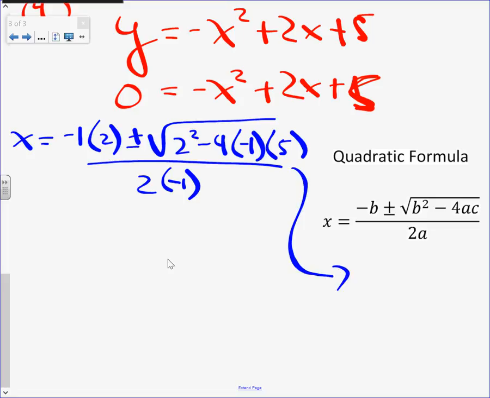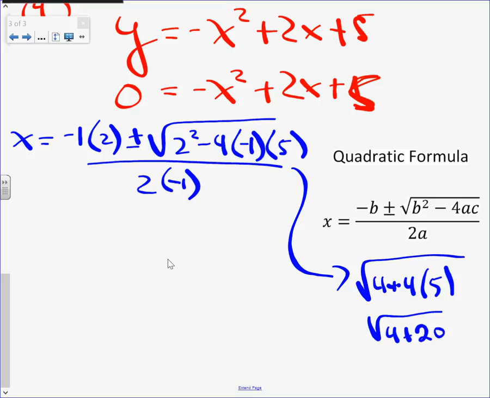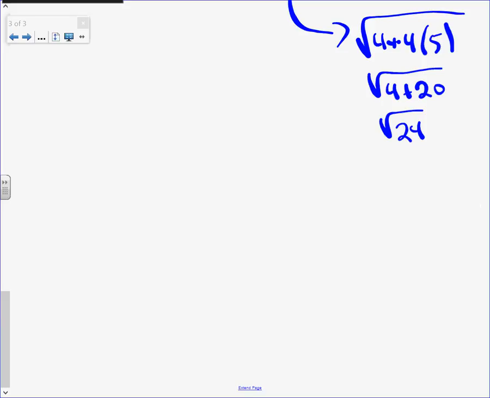Discriminant first. Here we go. 4 minus negative 4 times 5. Negative times negative is positive, 4 times 5. So I got a 4 plus 20. So I got square root of 24. Right? Let's break that puppy down.